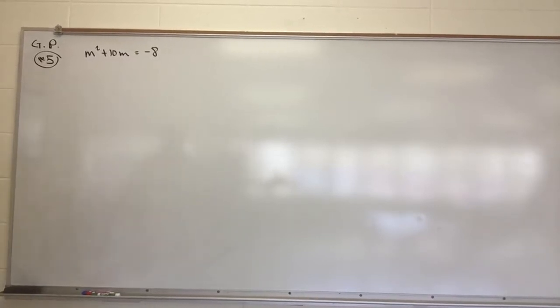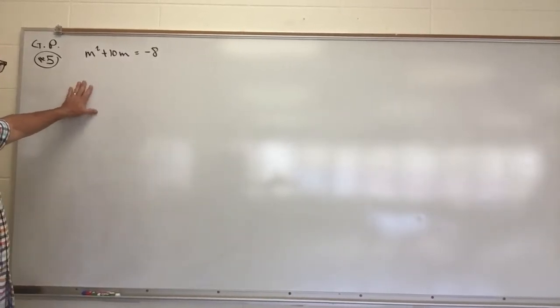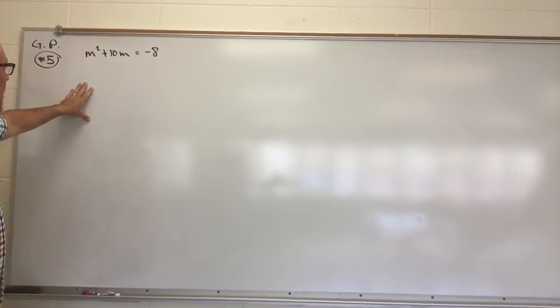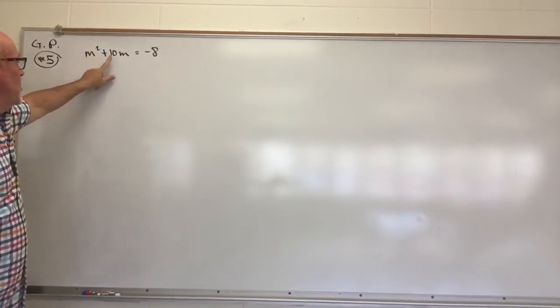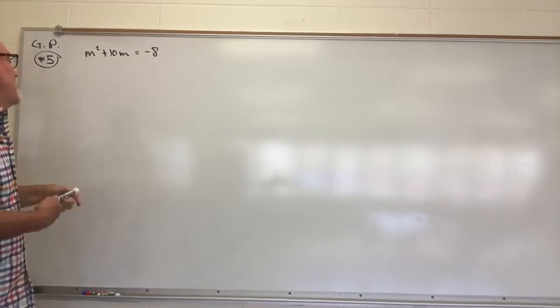All right, class, welcome back to completing the square for Algebra 1. This is a quadratic equation. It reads m squared plus 10m equals negative 8.